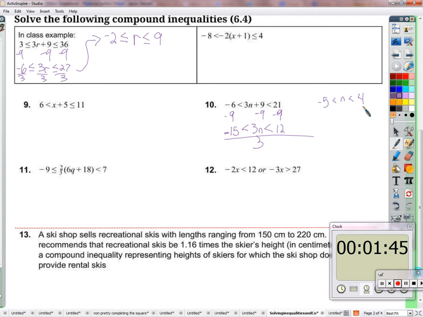What would we do first? Distribute the negative 2. Add negative 2. So negative 6 is less than negative 2x, less than or equal to 6. We want to divide by negative 2. Divide by negative 2. If we were just doing this one, if we cover up this right side, we would have to flip this around, right? So that's how we would handle that one.